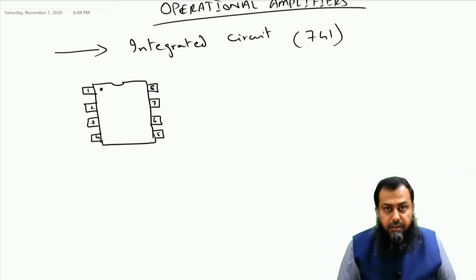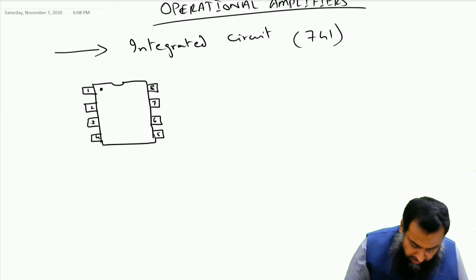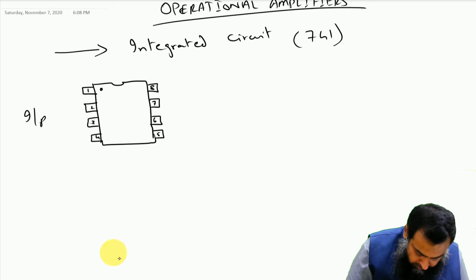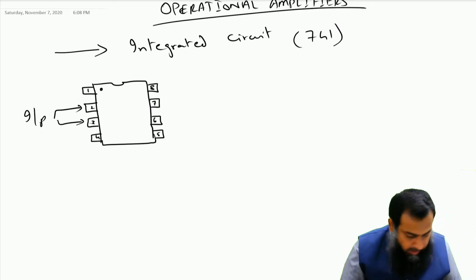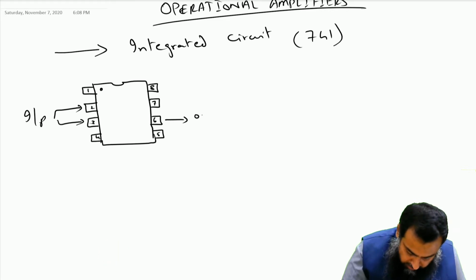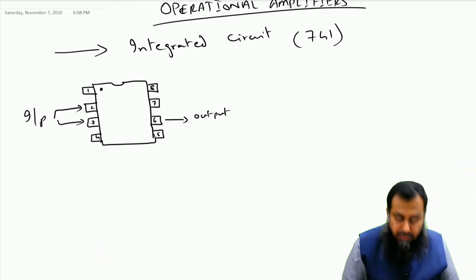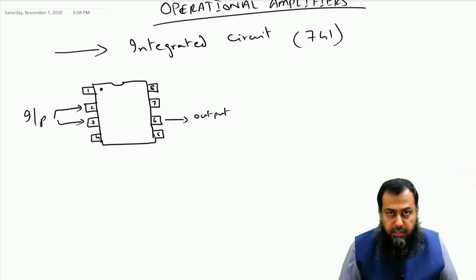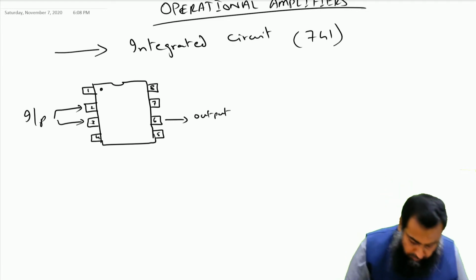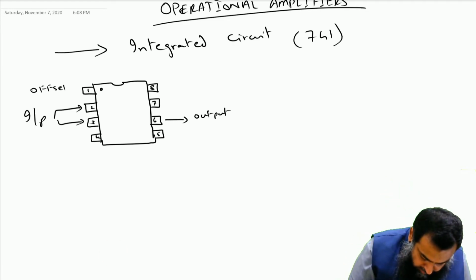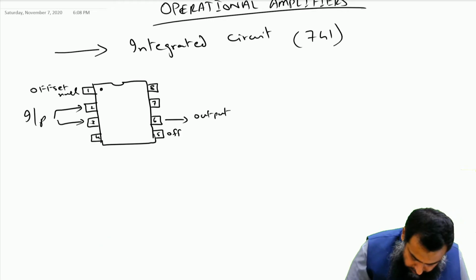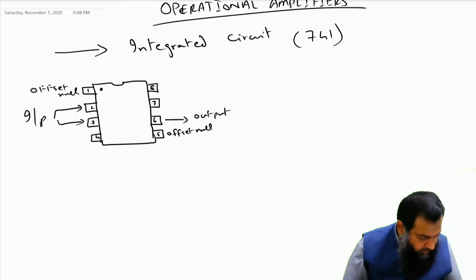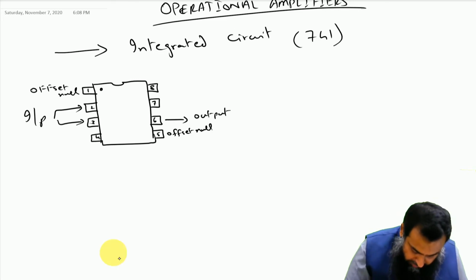From these 8 pins, we perform all the functions that are required to perform any mathematical function. Here, pin numbers 2 and 3 are the inputs where we shall apply the input signal, and pin number 6 is the output, right? Pin number 5 and pin number 1 are the offset nulls that are used to compensate for imperfections in a circuit, and they are of no interest for this particular course. However, I will write this is an offset null. This is also an offset null.